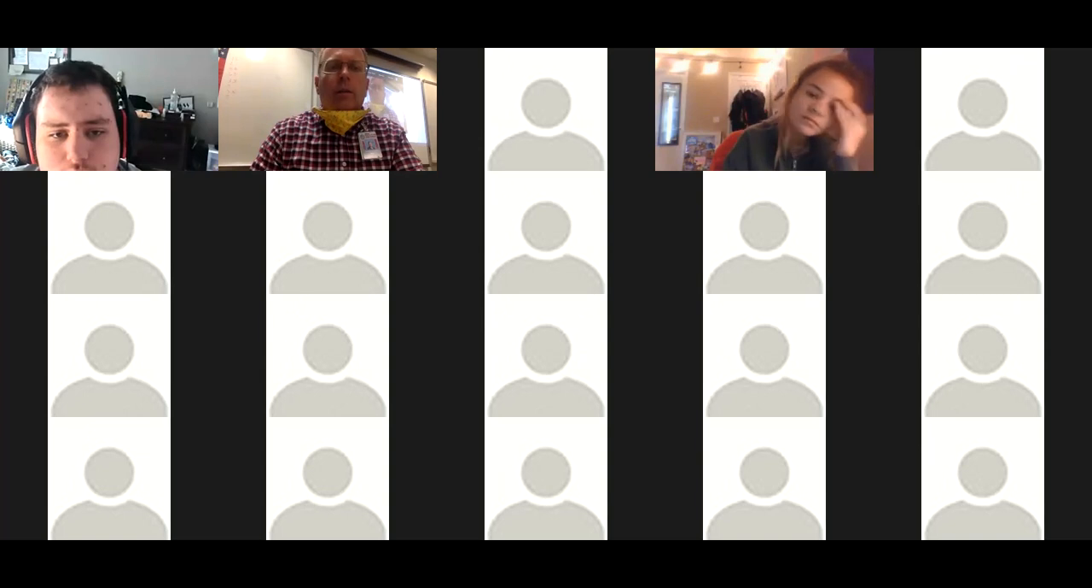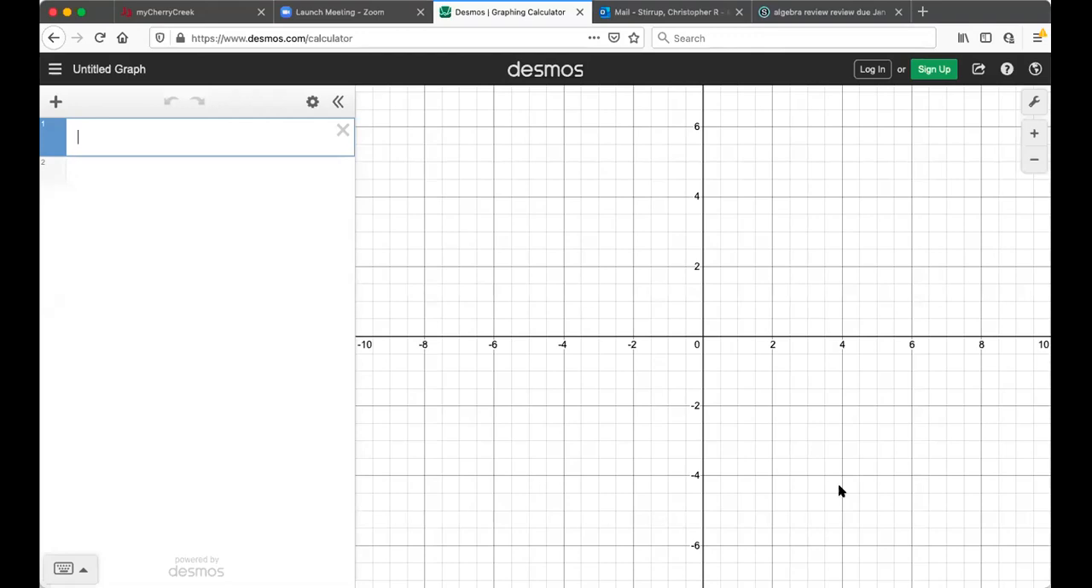All right, share screen, Desmos. So problem number 13 said you have 11 raised to the x minus 1, and you have 11 raised to the 2 parentheses x minus 5. So what you're going to do is kind of cheat the system a little bit, and use the graphing calculator.